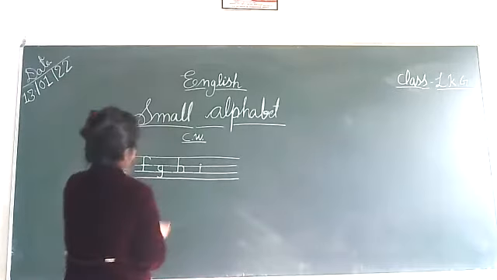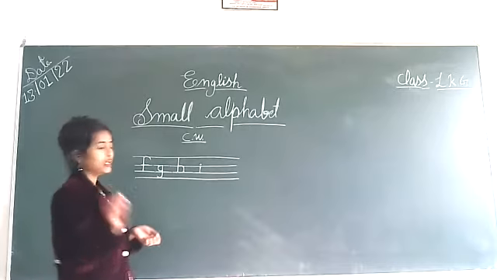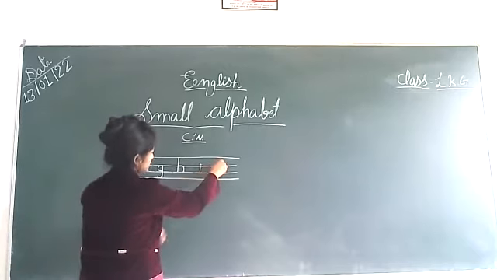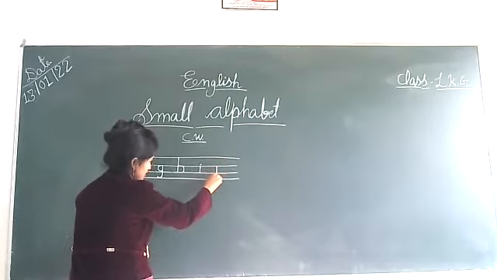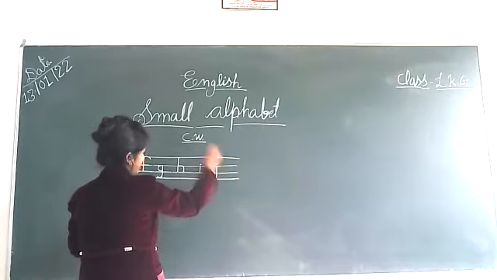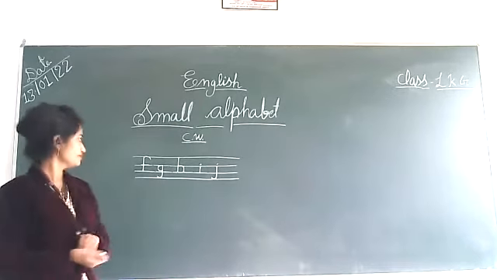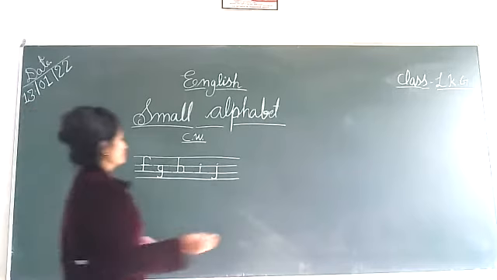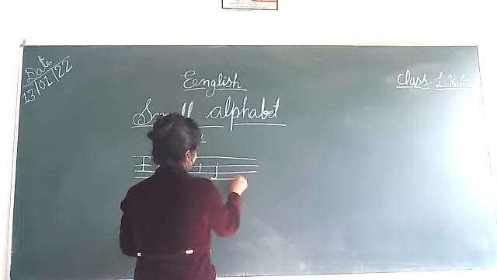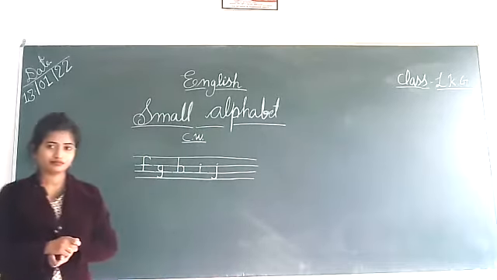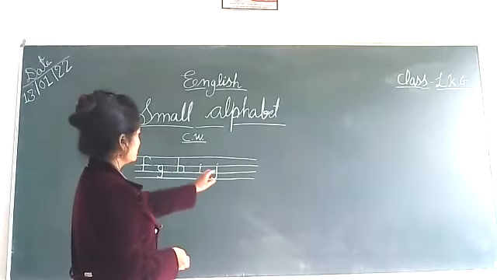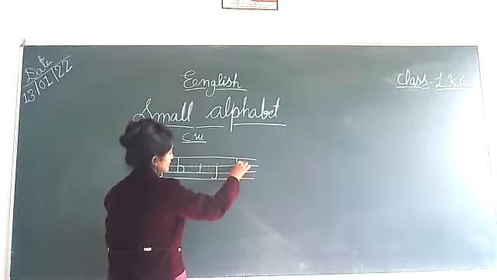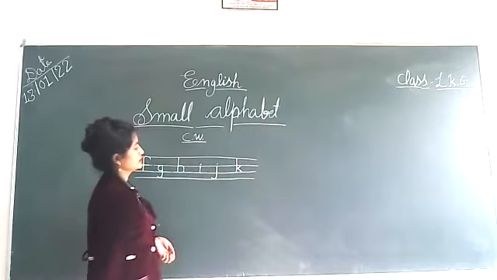Now next, J. Small J. So how to write the small J? First, give two finger gap and write J. Standing line, curl, and put the dot upside. J, small J. Done. Again, give two finger gap. Standing line and slanting line. One more slanting line, like this. The small K.